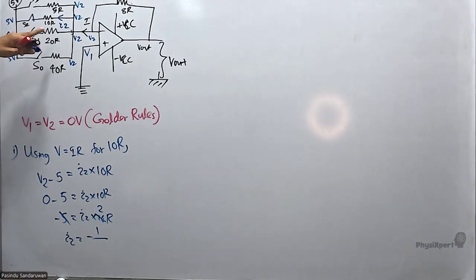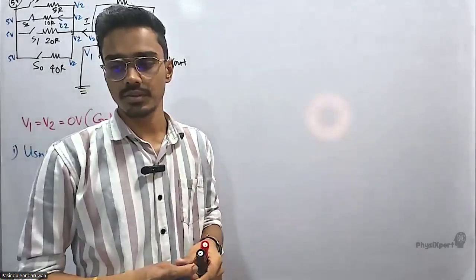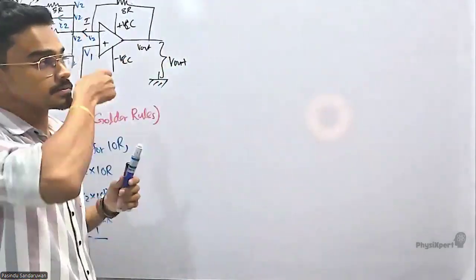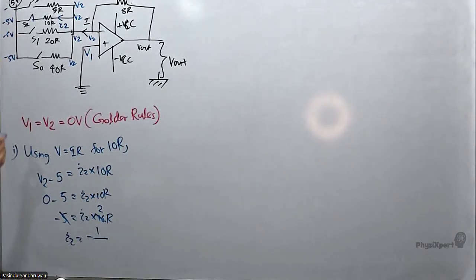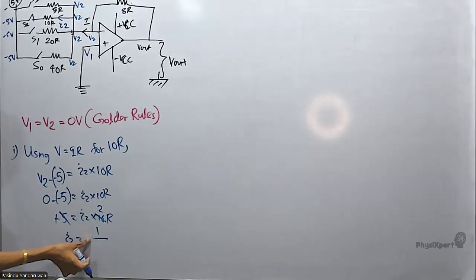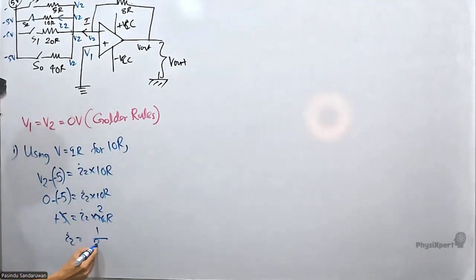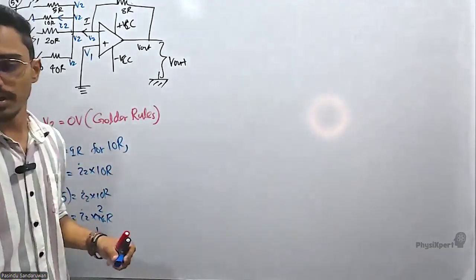What happened? 0 and 5. It's given as minus 5, sorry, it's given as minus 5. That's why. So this is plus 5. So the current is I over 2R.